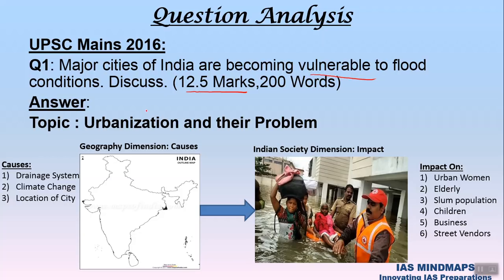If we look at it properly, it talks about the cities, that is urban area, right? So in the introduction we can write about what the major cities and metro cities in India are, what their problems are, and the urbanization concept. So it is a core part from Indian society. But again, it is talking about floods, which is a core concept of geography. So if you analyze this question properly, in the body part we have to discuss the geographical dimension, which talks about the causes of the floods.